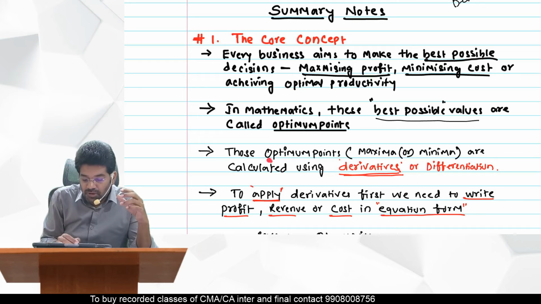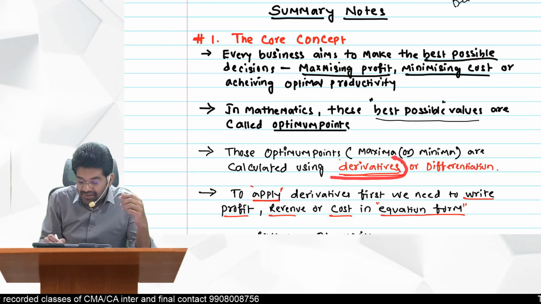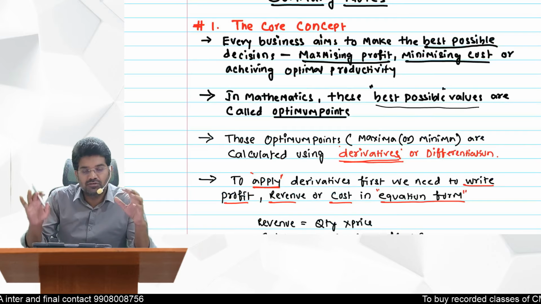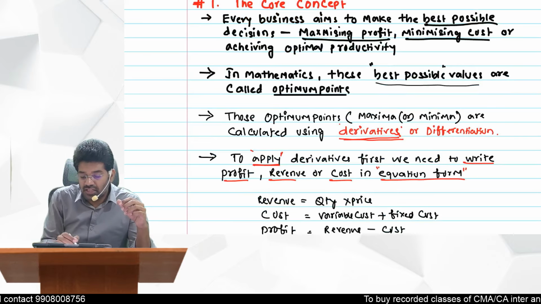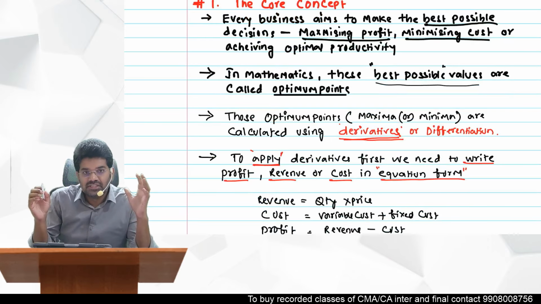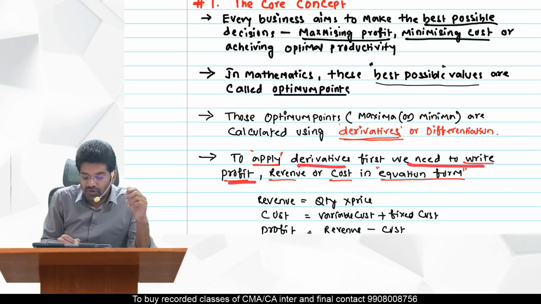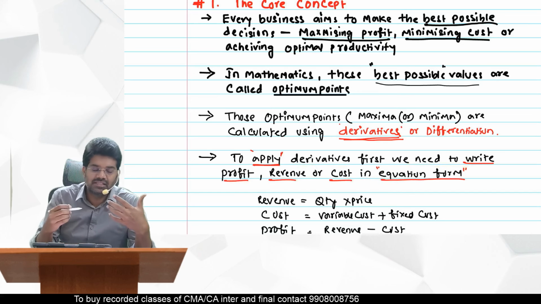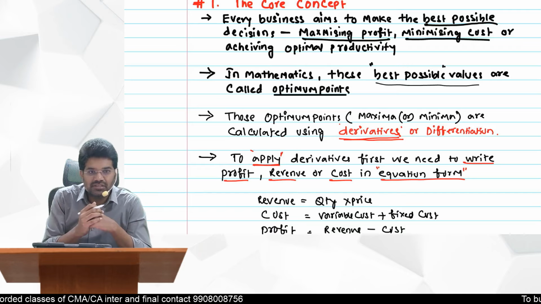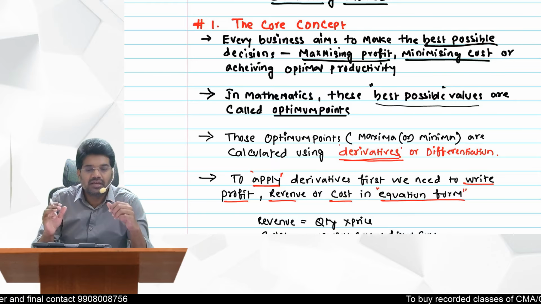To get these optimum points, nothing but your maxima or minima, we are going to use derivatives, also known as differentiation. This is the thing first you have to remember. Derivatives are also known as differentiation. So to get these optimum points, maxima or minima, we have to use derivatives or differentiation. We will understand what is the reason. To apply derivatives, first we need to write profit, revenue or cost in equation form. Yes, if you want to apply derivative formulas, first of all you require an equation. Now let us understand with an example why exactly we require derivatives.